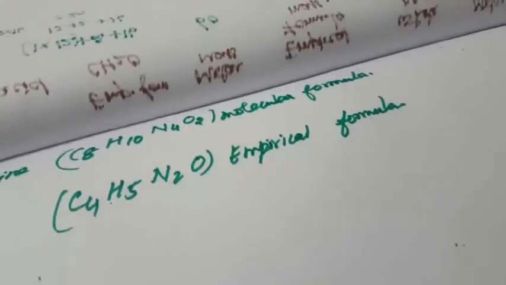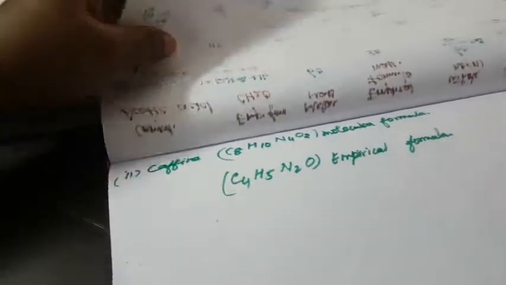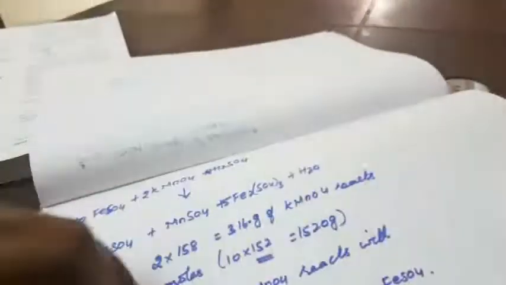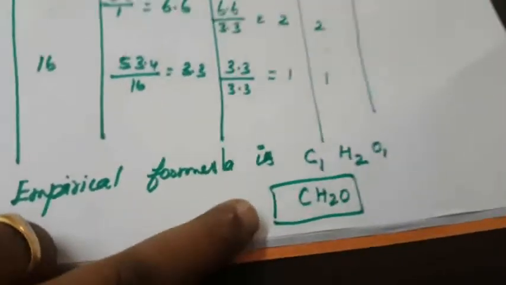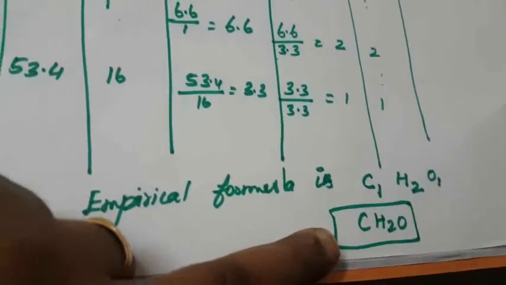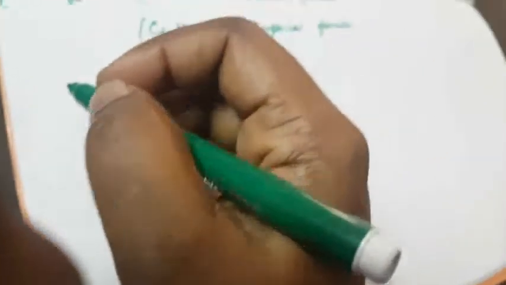This is the calculated empirical formula mass. This is one workout problem. We already studied the previous lesson and completed that one. The empirical formula is already calculated. That is the second one. How to calculate that? Here the empirical formula is already given, so how to calculate the molecular formula?